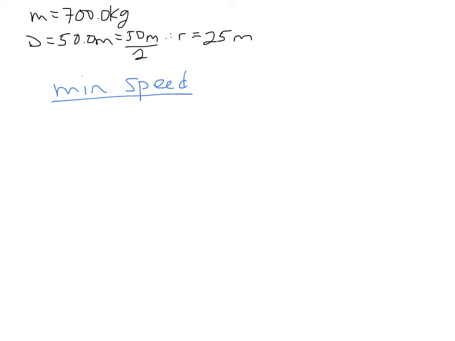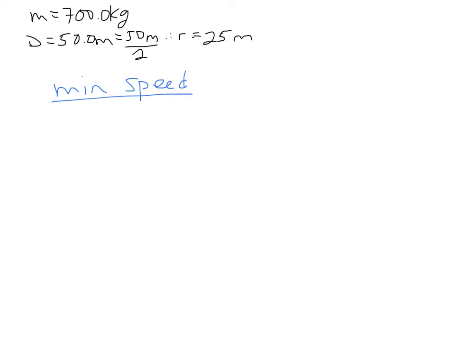Our second example asks about a 700 kilogram roller coaster that's going around a vertical loop, and we know the diameter is 50 meters. That means that dividing it by 2, we have 50 meters divided by 2, which means that our radius is going to equal 25 meters. What it's asking for here is the minimum speed that the roller coaster can go, that means the slowest possible speed it can go.